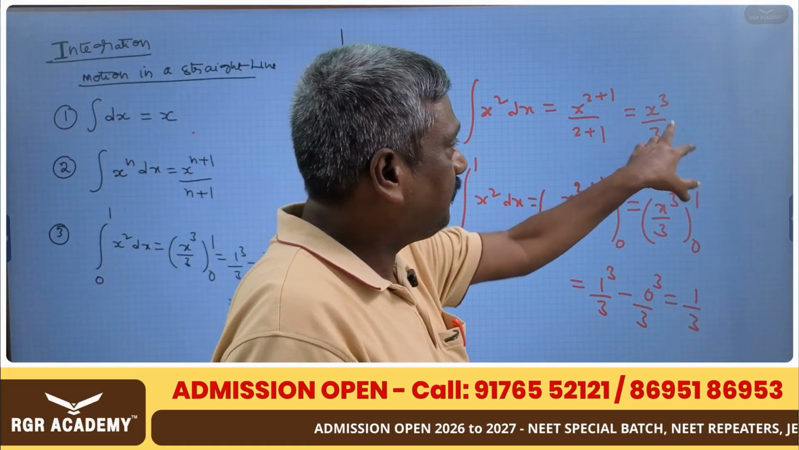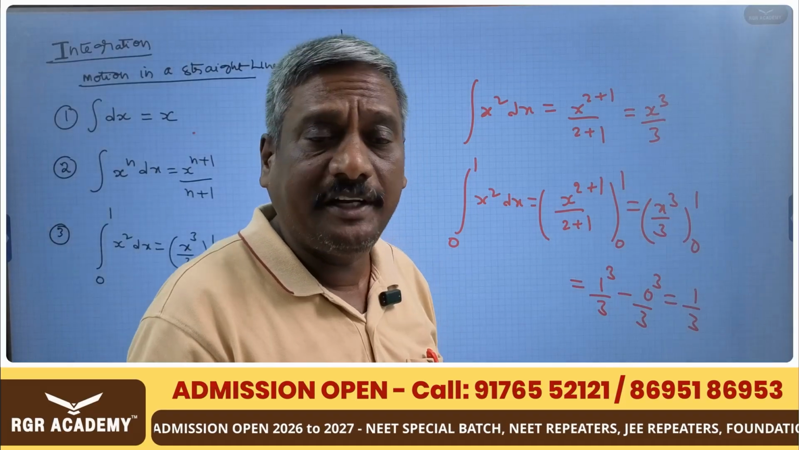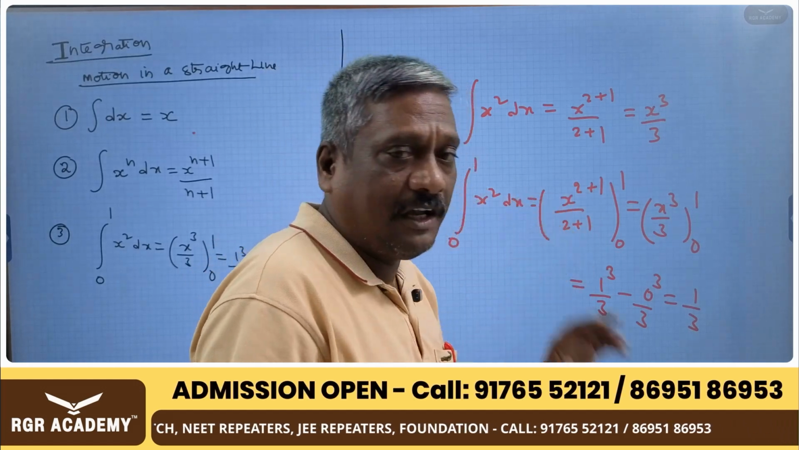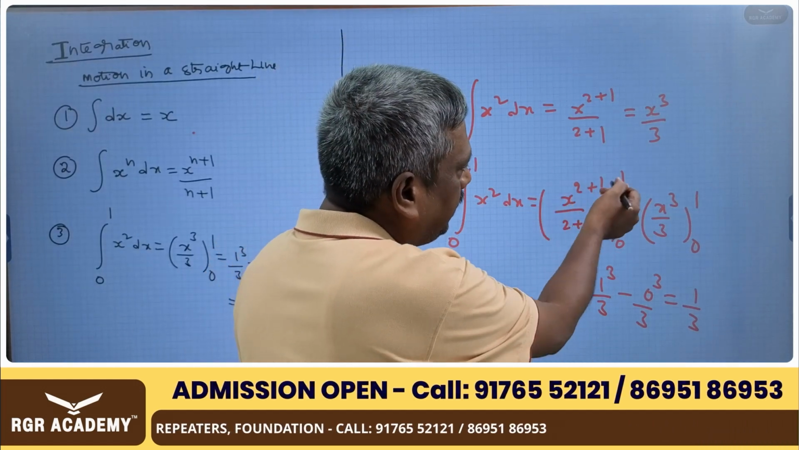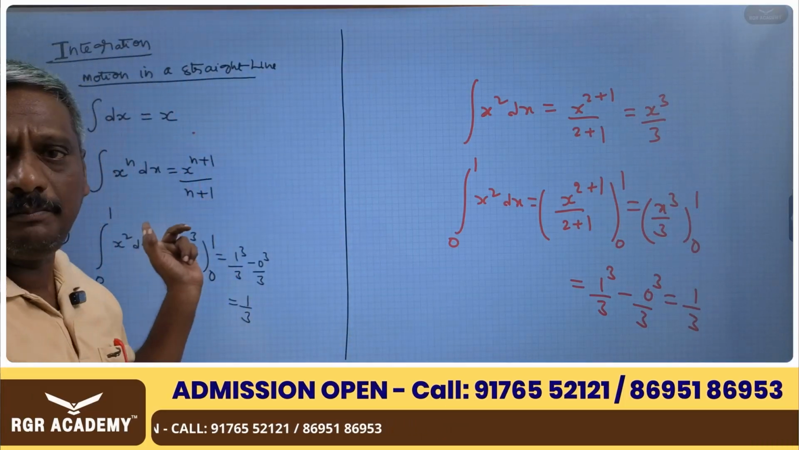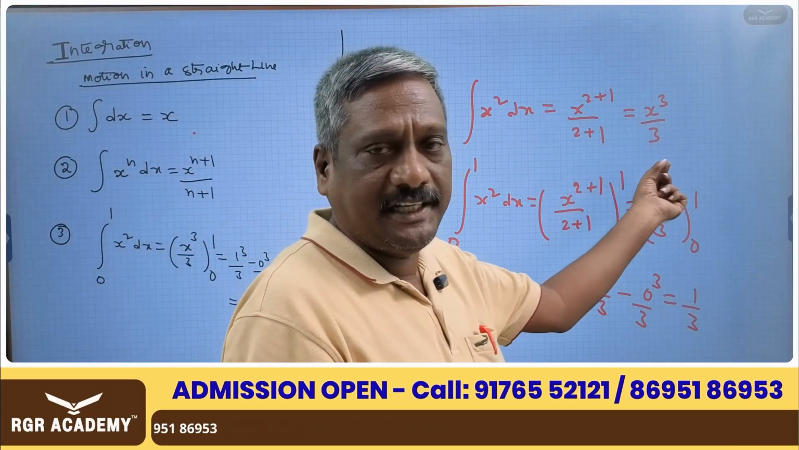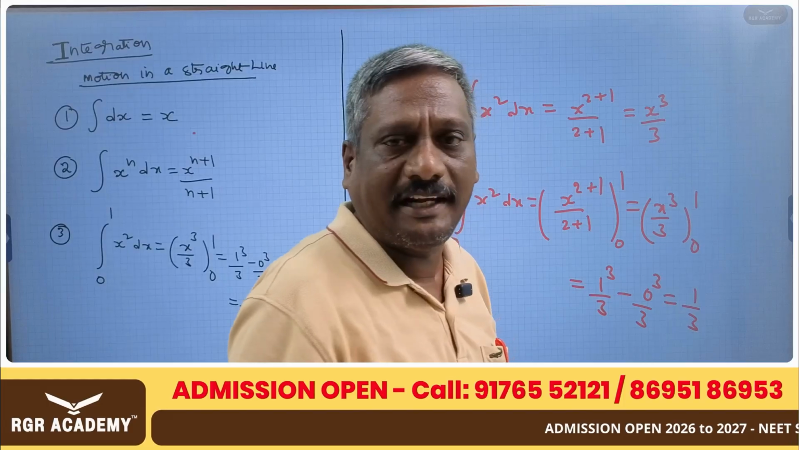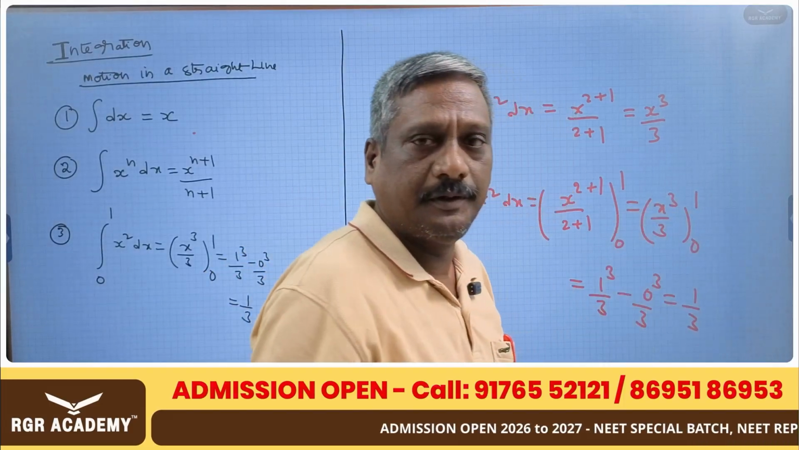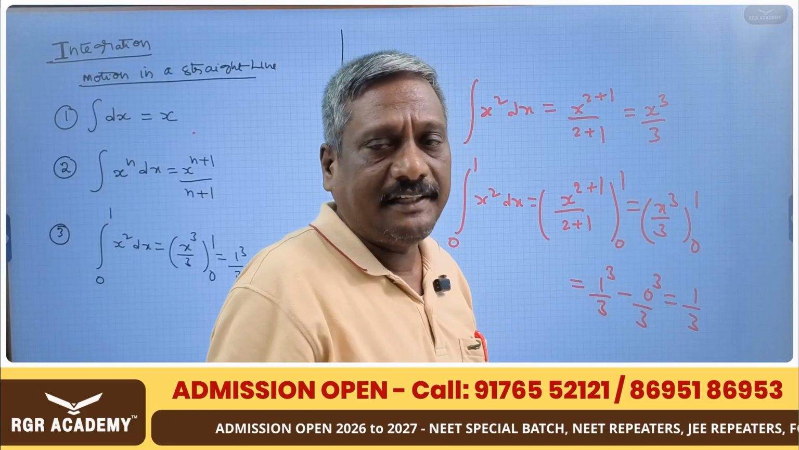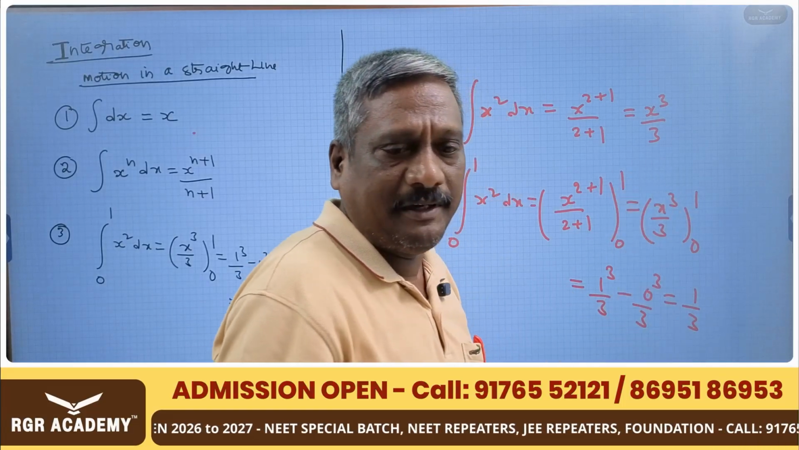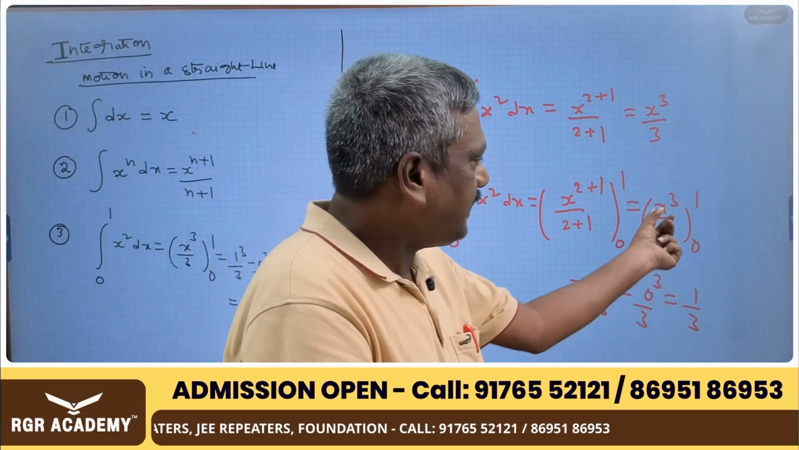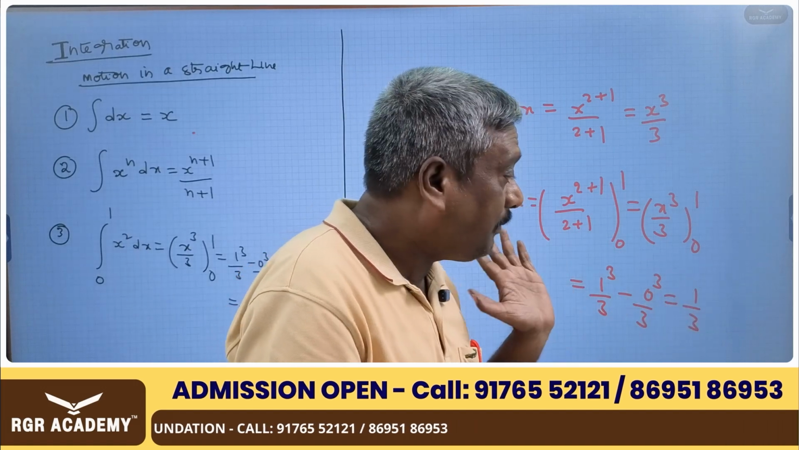Sometimes you can apply the direct formula, sometimes limits are also given. If the limits are given, how can you apply? First of all, apply the integral formula. Integral x power n into dx is x power n plus 1 by n plus 1, so it is x cube by 3. After applying the integral formula, the limits come to the right side, 0 to 1. X is the variable factor, so we substitute the upper limit first. That is 1 cube by 3 minus x replaced by 0, which is equal to 1 by 3.